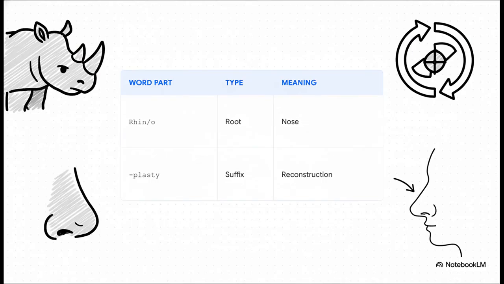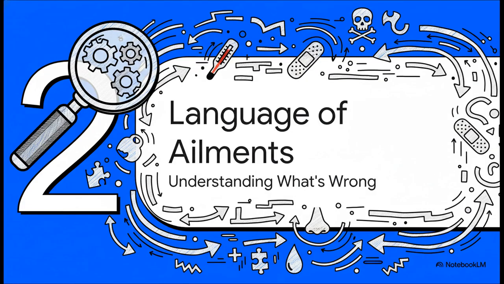Let's just take the word rhinoplasty. Now, it looks complicated, but it's really just two pieces of a puzzle. The root, rhino, means nose. You probably know that from, well, a rhinoceros, right? Horn on its nose. And the suffix, plasty, just means reconstruction. So you put them together: nose reconstruction. See? Simple as that.